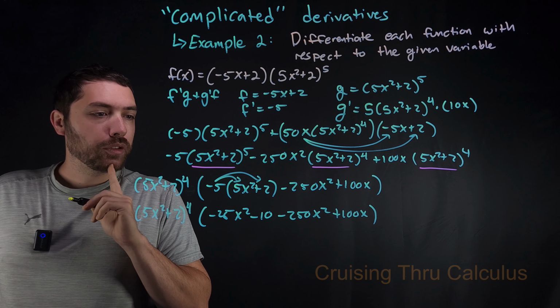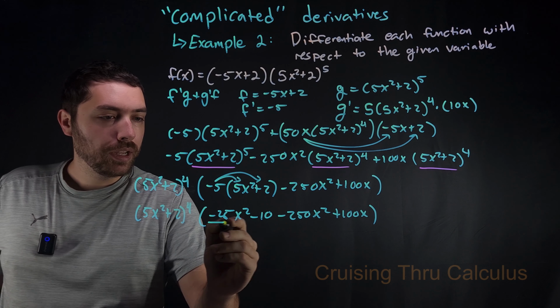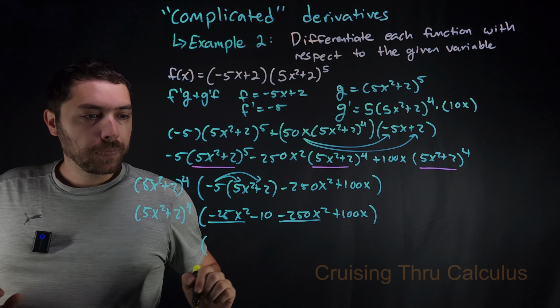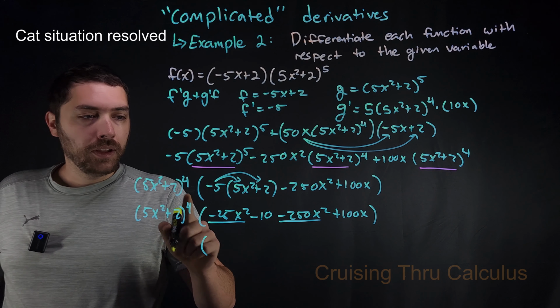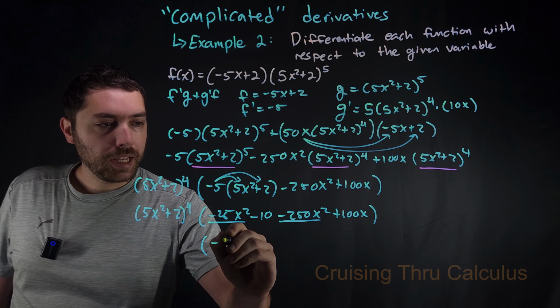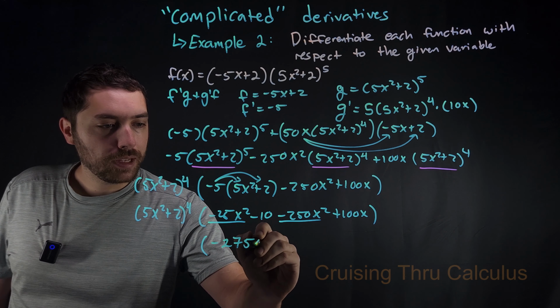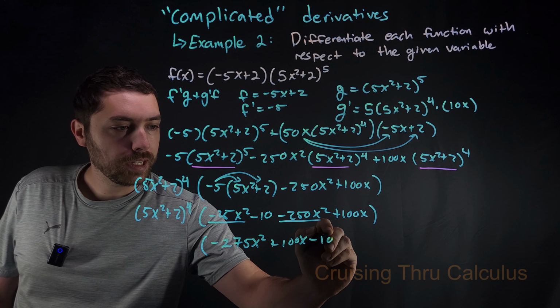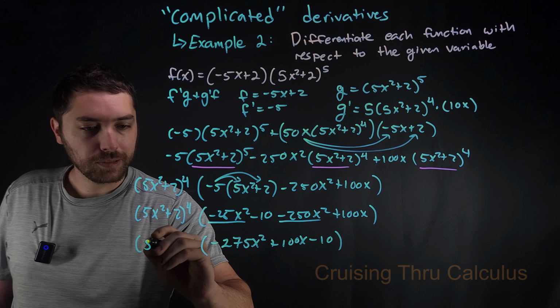And then let's see here. Is there anything we can do? Check this out. These two are like terms, so we can combine them. Let's do that. All right, so when I combine these, I'm going to get negative 275x squared. I'll put the 100x right here, minus 10. And of course, this part is at the beginning.